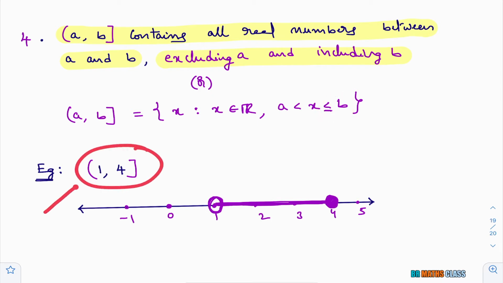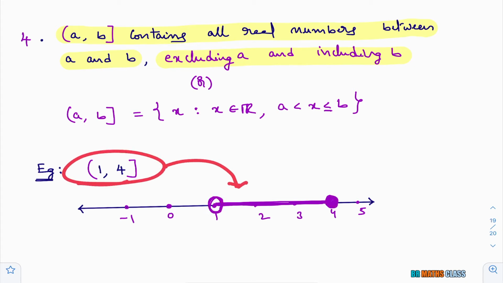How to read this interval? Make a habit of reading this interval. How to read this interval? We read it as the interval open 1, closed 4. Okay, the interval open 1, closed 4 contains all real numbers between 1 and 4, and 1 is excluded and 4 is included. In case you need to mark this on the number line, you need to mark it like this. The interval open 1, comma closed 4 will be like this.